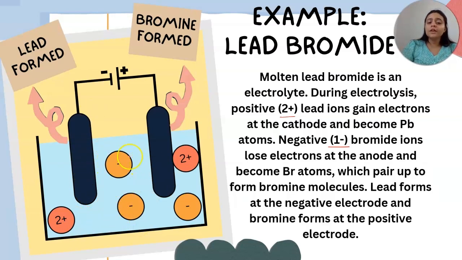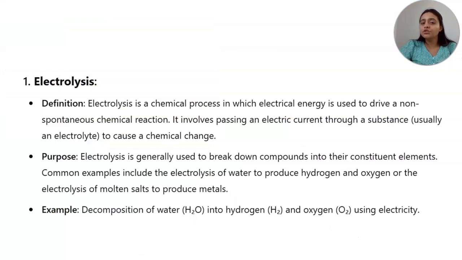We will put two electrodes, positive and negative. We can see positive ions will go towards the negative electrode and the negative ions will go towards the positive electrode. This is how we can separate bromine and lead from the compound. So electrolysis basically helps in decomposition of the compound.